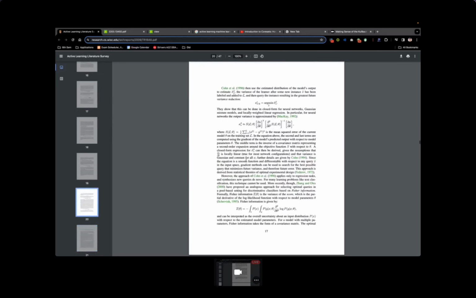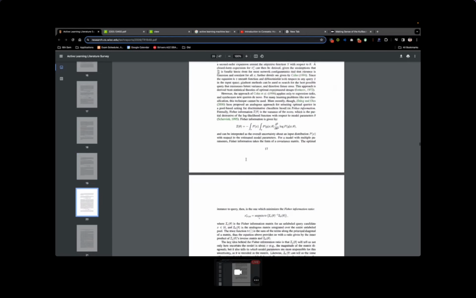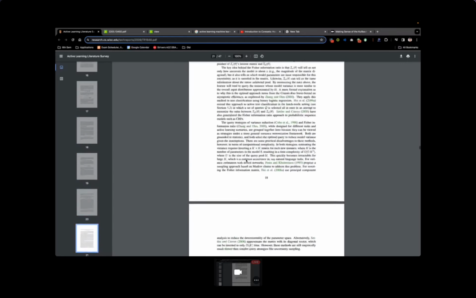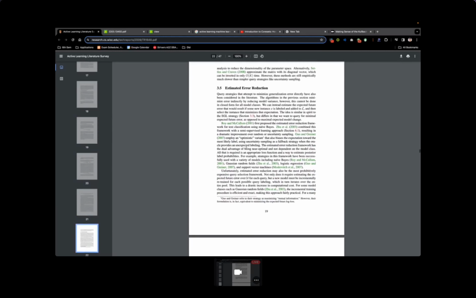Like you can go over it, but it's really difficult to implement, and it's similar to variance reduction. Estimated error reduction is similar to estimated loss reduction, but here what you compute is you estimate the error using a model, and then you compute the points which can reduce the error by the maximum.